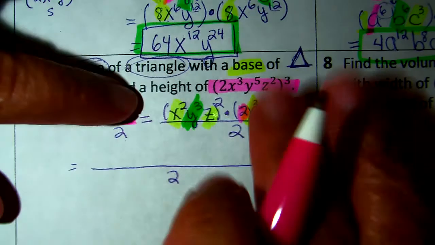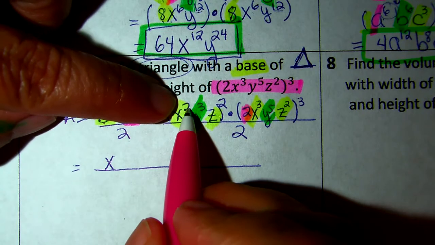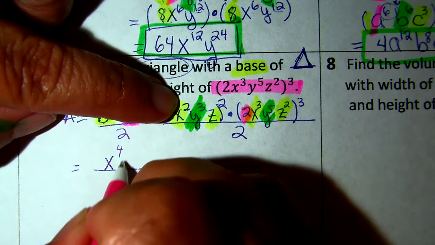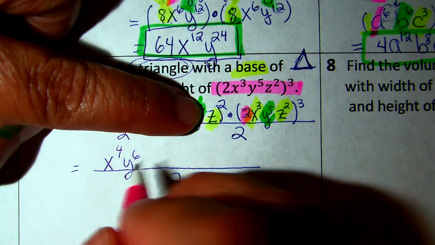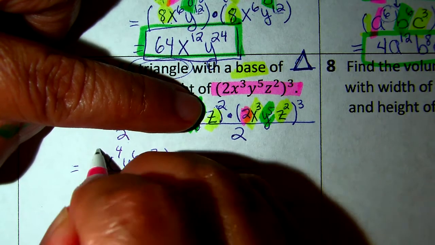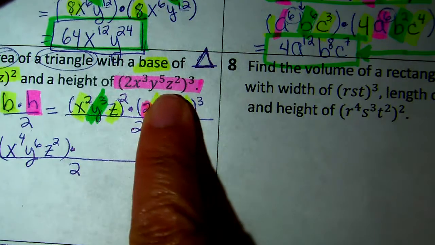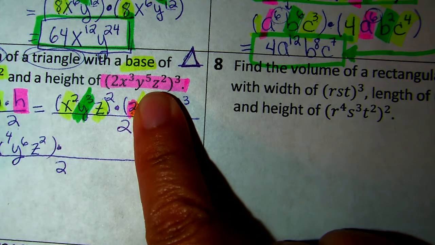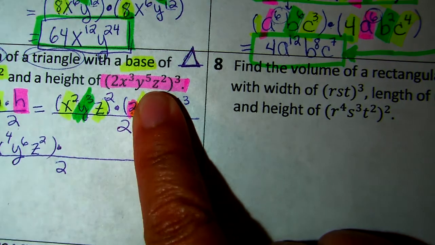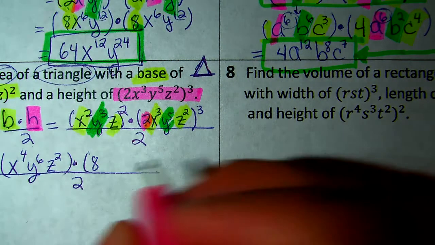Okay, so let's simplify this one right here first. X, power to a power, multiply the power. So 2 times 2 is 4. For the y, 3 times 2, 6. For the z, 1 times 2, 2. Times this one right here. If I cover the variables, you have 2 to the power of 3. We already wrote it somewhere over here, remember? So 2 to the power of 3 is 8.